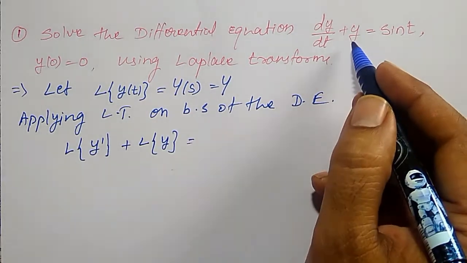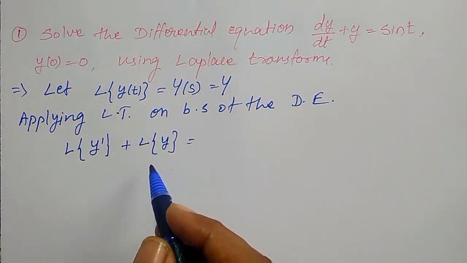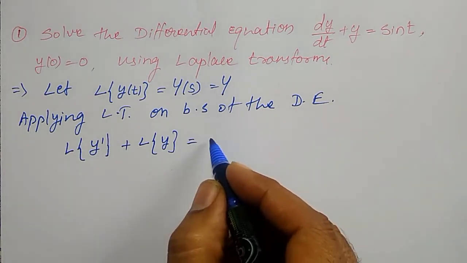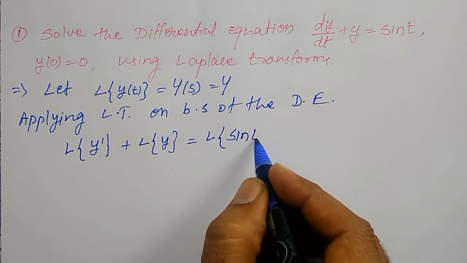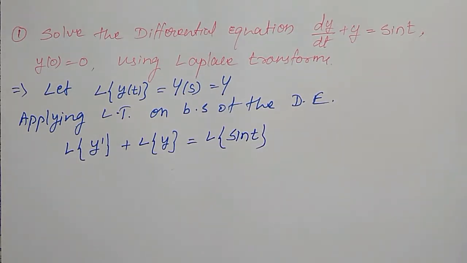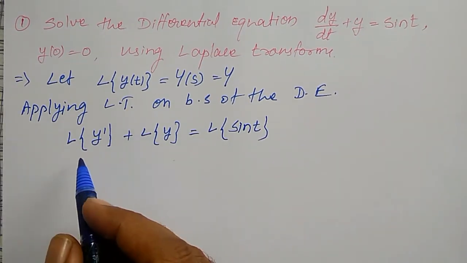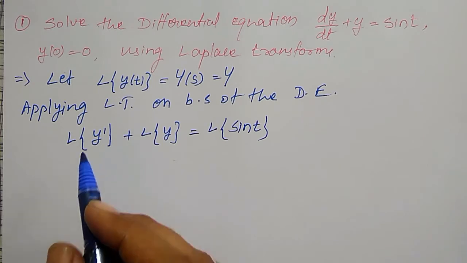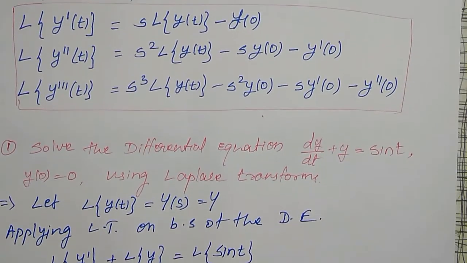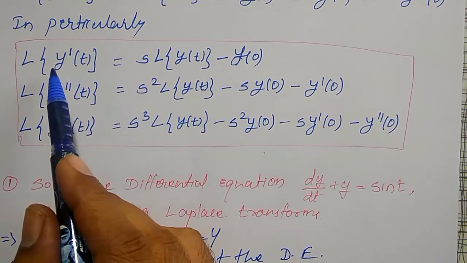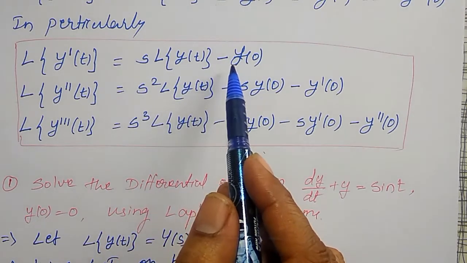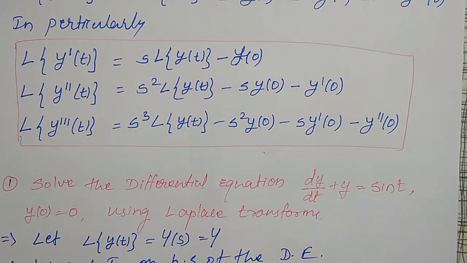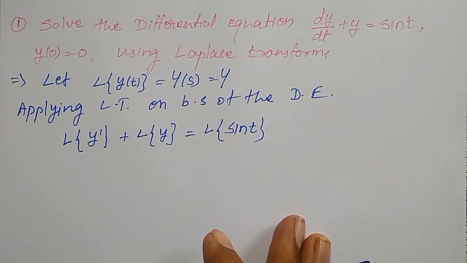y, because there is addition of two terms, I can apply the linearity property, which is equal to, on the right hand side also you have to apply the Laplace transform of sin t. Don't forget to apply it on the right hand side. Now the Laplace transform of y dash, we have the formula: Laplace transform of y dash equal to s into Laplace transform of y of t minus y of 0. That I am going to use here.